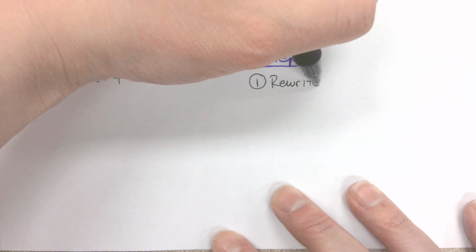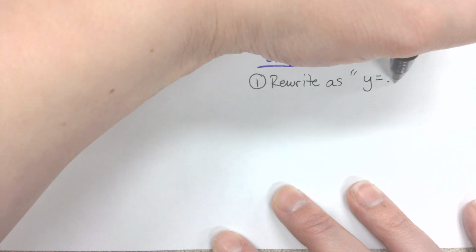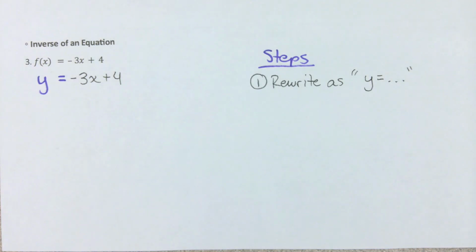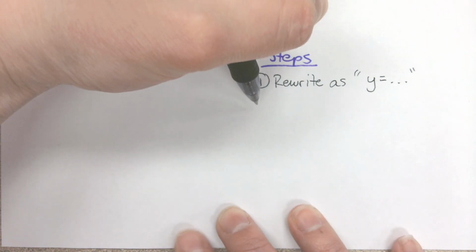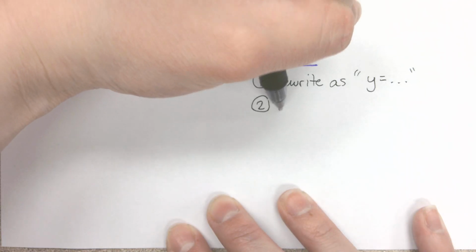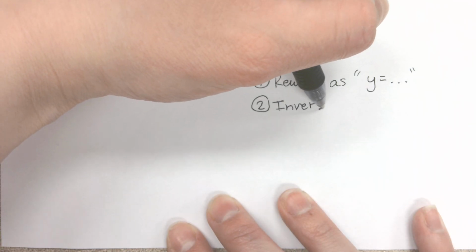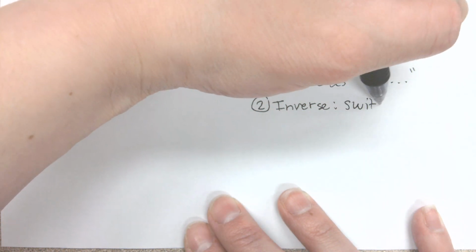Rewrite as y equals, and then whatever comes after it. Step 2, now that I have x and y, I can take the inverse. Step 2, inverse, which means switch x and y.